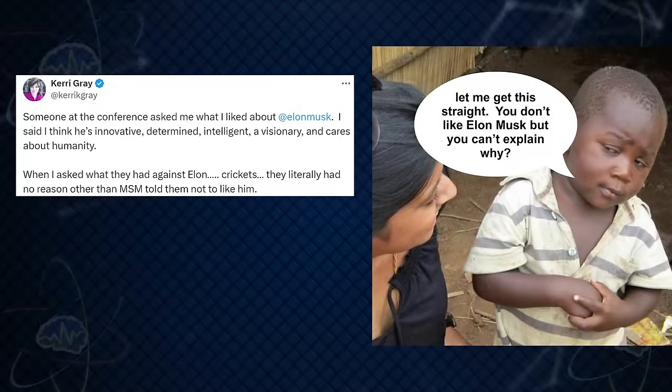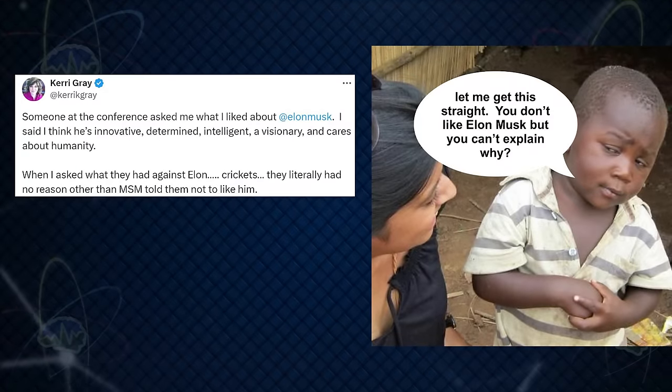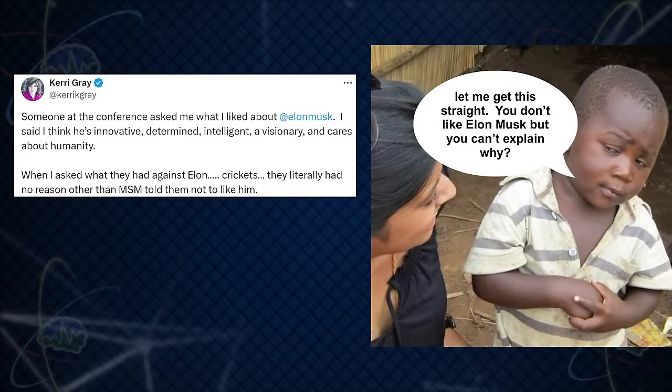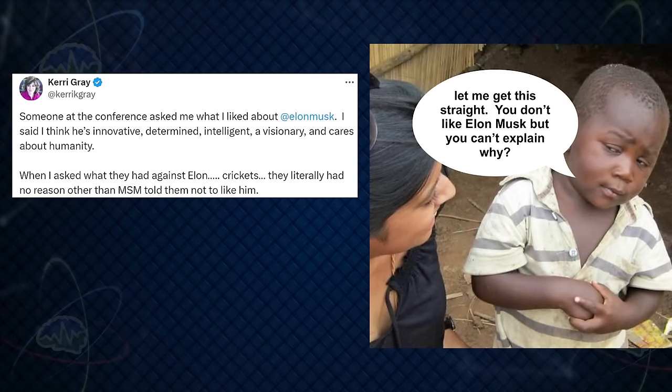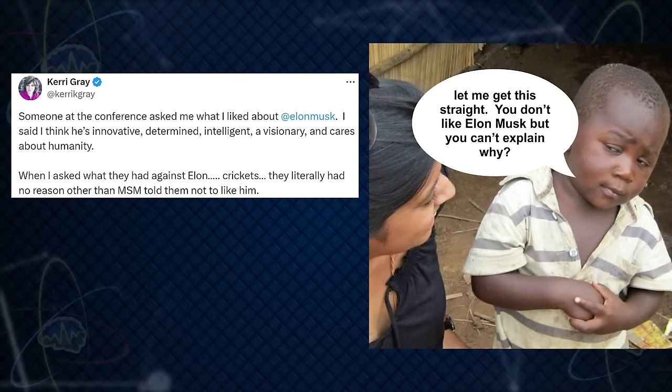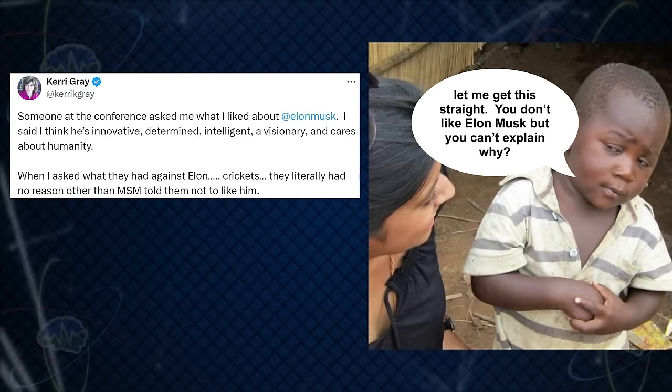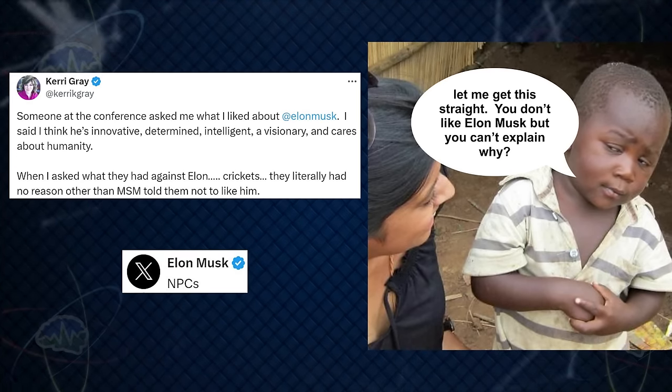Carrie Gray says, "Someone at the conference asked me what I liked about Elon Musk. I said I think he's innovative, determined, intelligent, a visionary, and cares about humanity. When I asked what they had against Elon, crickets. They literally had no reason other than the mainstream media told them not to like him." And Elon says, "NPCs."